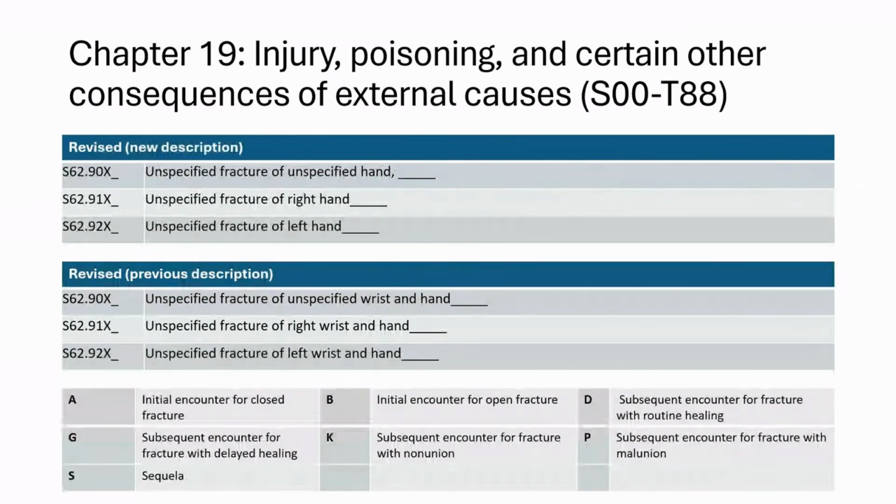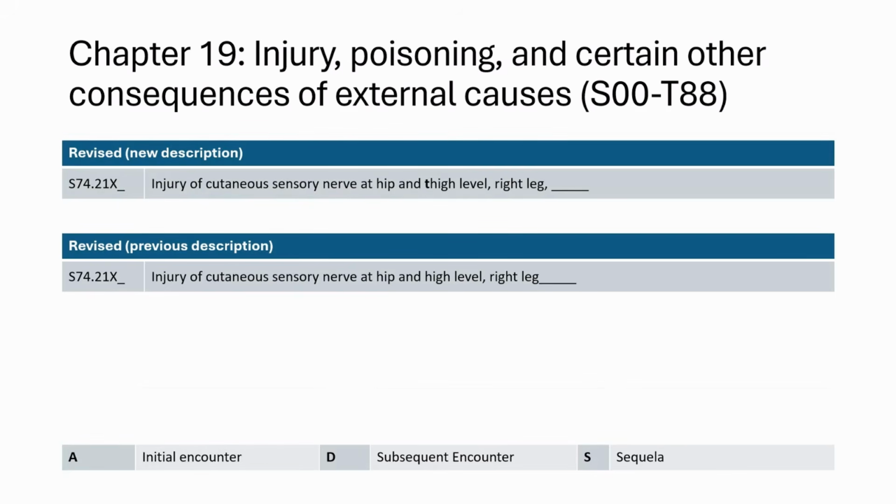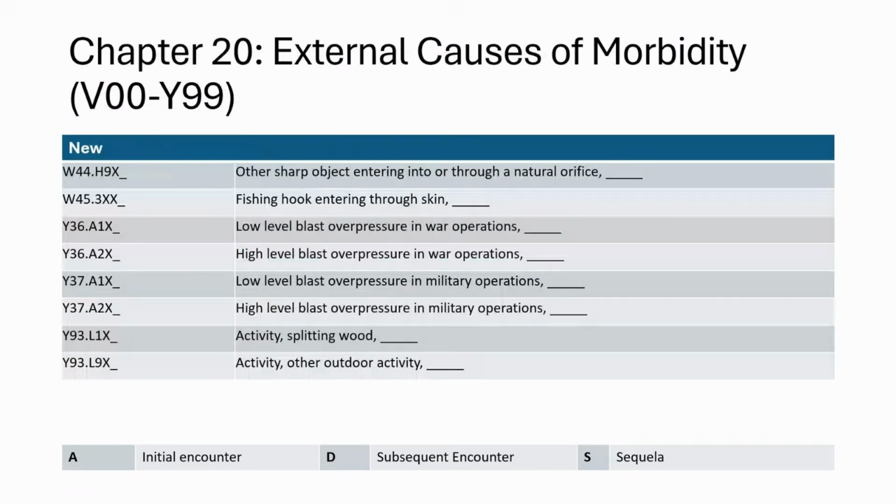Previously, the descriptions for these Chapter 19 codes included both the wrist and hand together, but now the wording has been updated, so these codes that we see this revision for this year only apply to the hand. There was also a typo. This is supposed to say thigh and not high, and it was just a minor typo there.